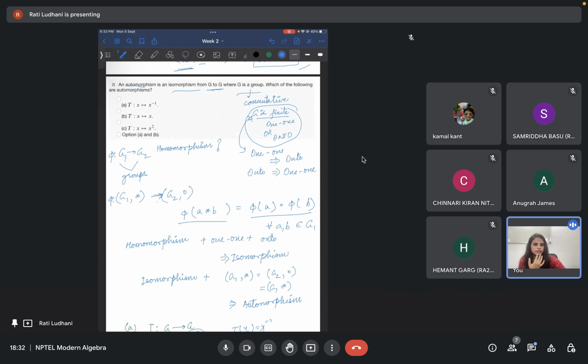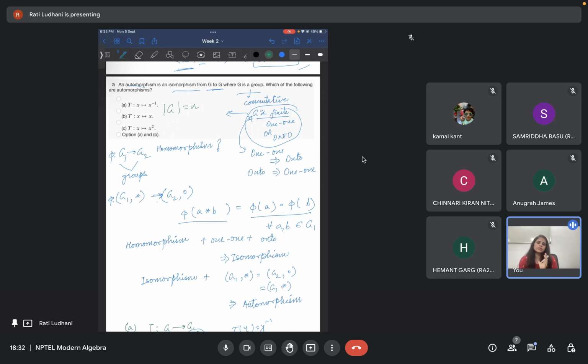Do you want to try? Just think of what will happen. If G is finite, that means it has a finite number of elements. Let's say n elements, right? I'll just change the color. If this looks messy, just let me know. I'll try to keep it fine. So G has, let's say, n elements.